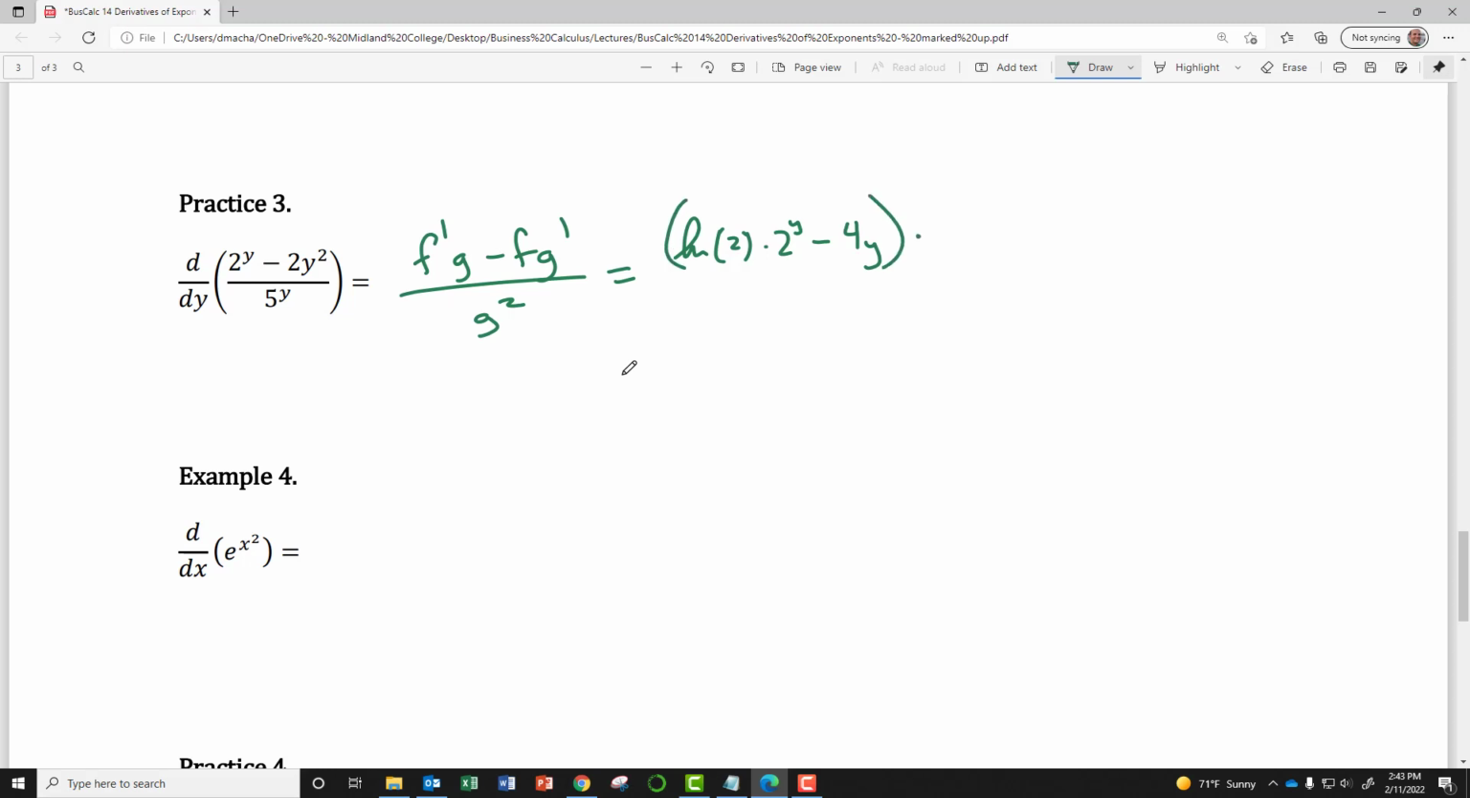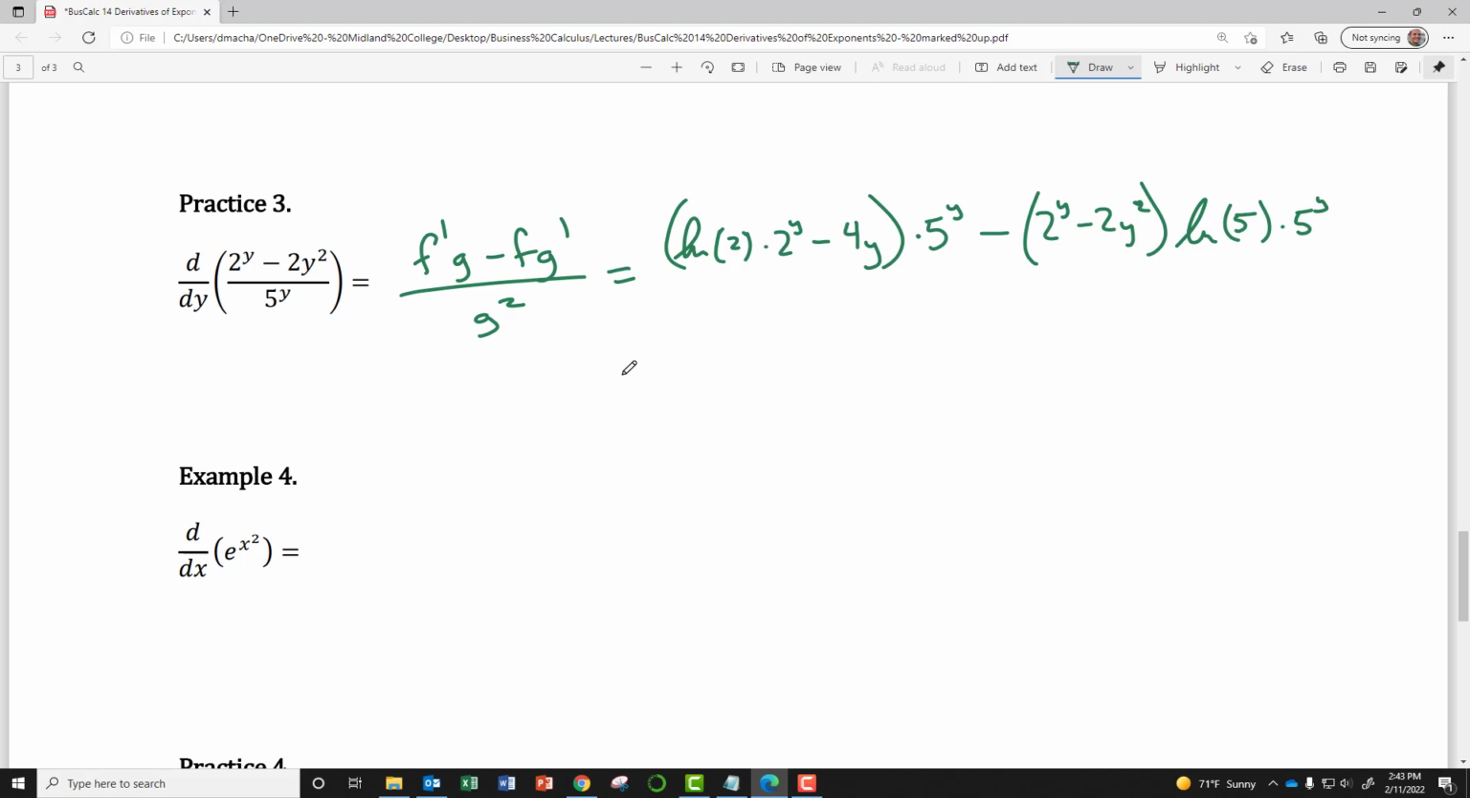And then I multiply by g, which is my denominator, 5 to the power y. Okay? Next, I do minus f, which is my numerator, 2 to the y minus 2y squared, times g prime. Now, g prime is the derivative of my denominator, so I write natural log 5 times 5 to the y.